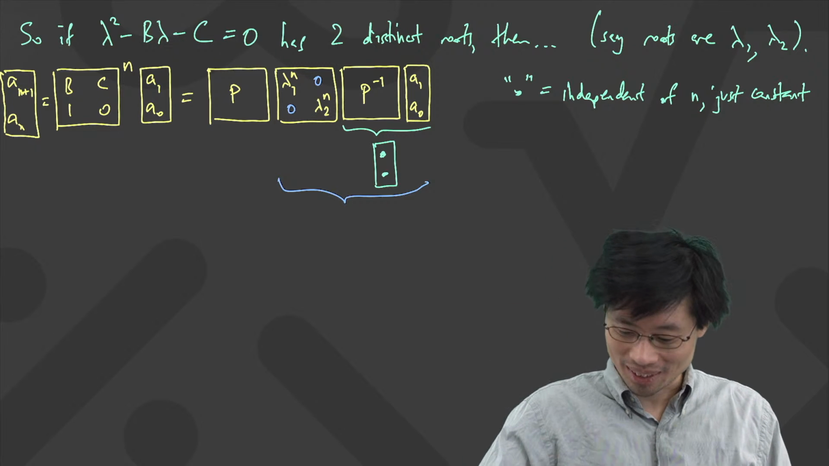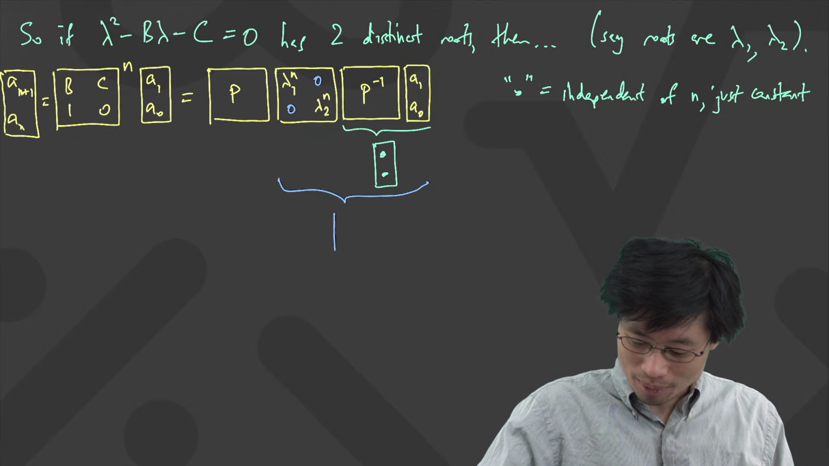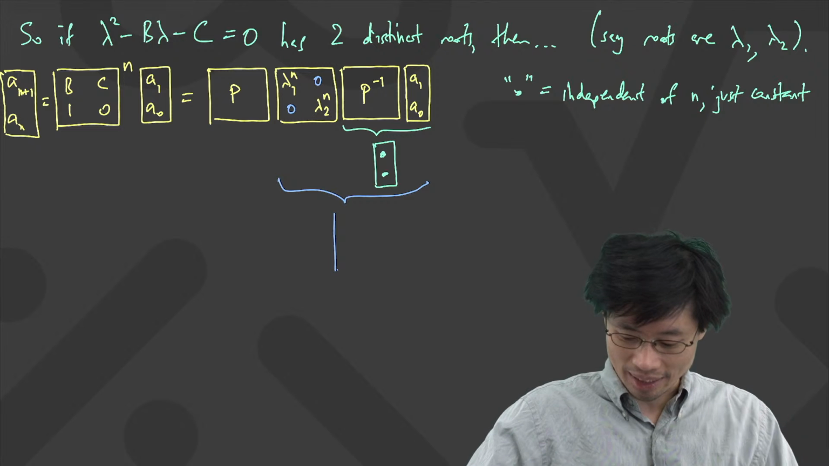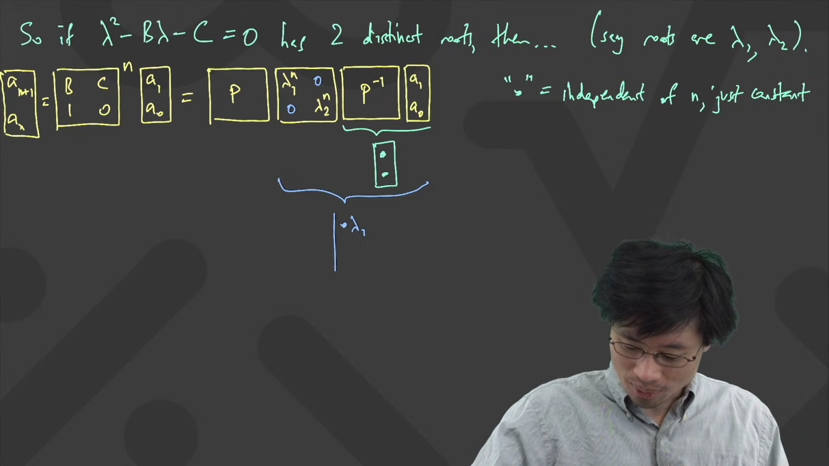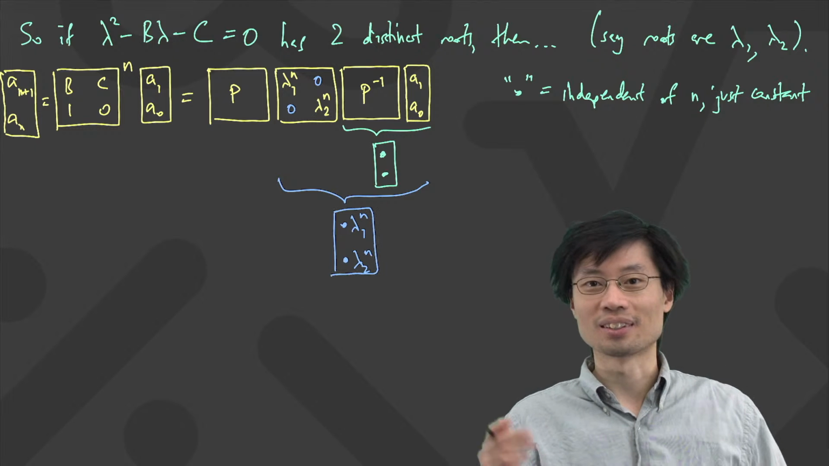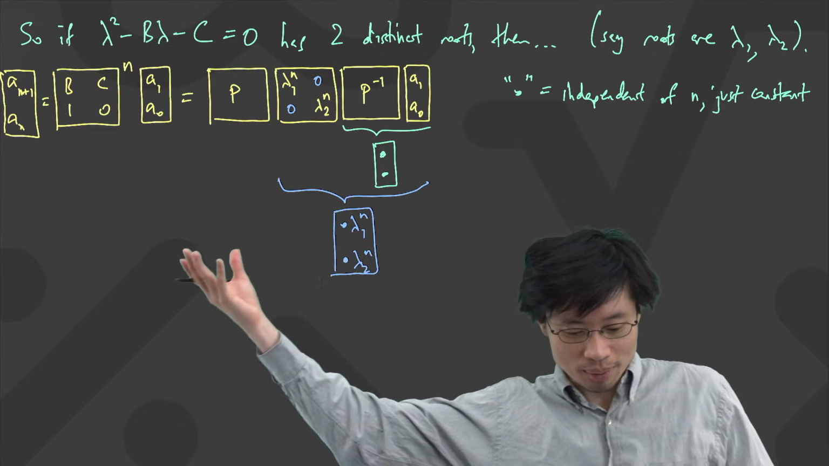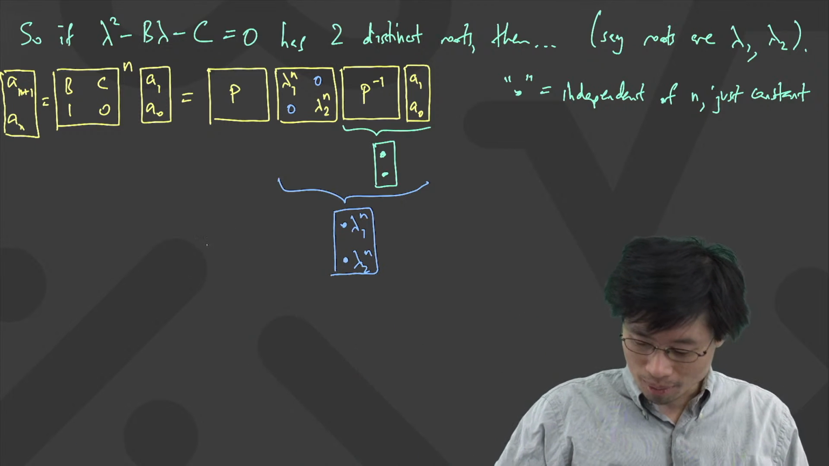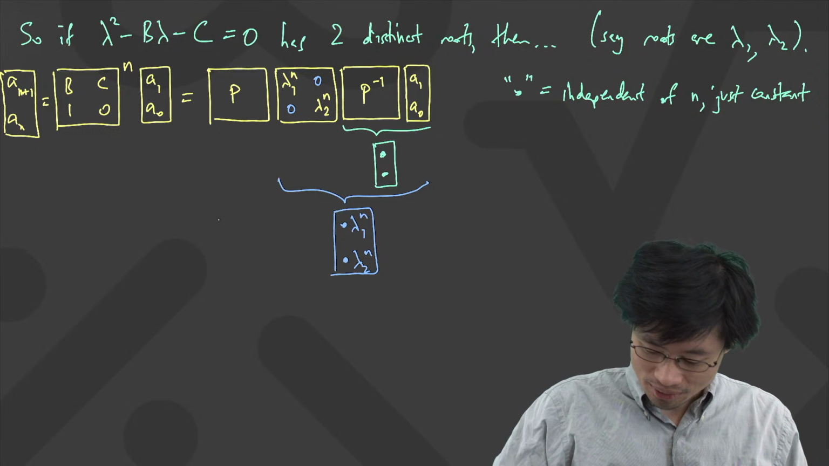I'm going to guess what you were going to say. What you were going to say was probably blob lambda 1 to the n, blob lambda 2 to the n. Okay, and then now if I want to multiply that by P, well, P happens to be blob, blob, blob, blob. So let's just write that down.